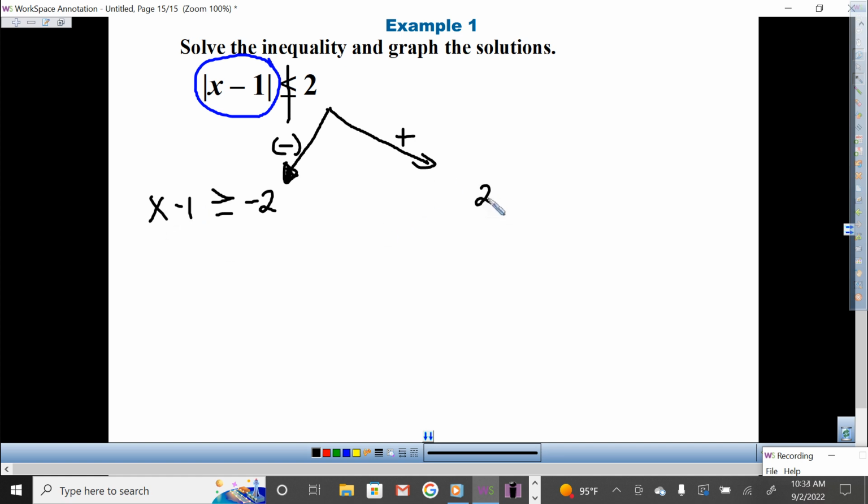And then x minus 1. Over here, the 2 is a positive. The inequality symbol stays the same. X minus 1. Copy that really quick. Somebody would just put a negative. Right? Am I right?